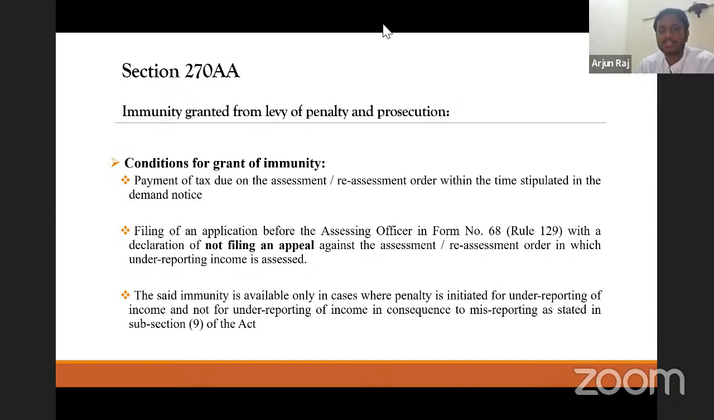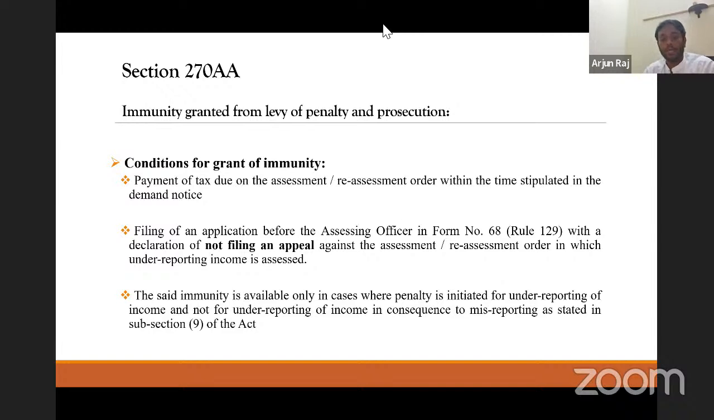And the third condition is a procedural one. After paying taxes, after not filing this appeal, within 30 days, he has to file a declaration in Form 68 to the assessing officer, stating that he has paid the taxes, giving the challan details, and giving a declaration that he has not filed an appeal against the order. In the event of complying with this condition, he would be entitled to an immunity from penalty as well as prosecution.